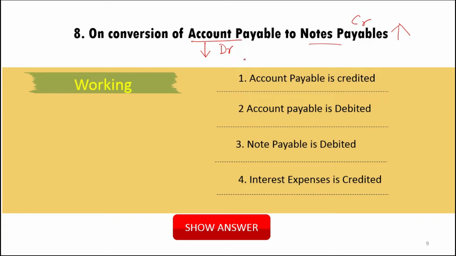Account payable should be debited. Where is it? Account payable is debited. So we find option number 2 is the correct one. The first option, account payable is credited, it is wrong. No. Note payable is debited. No, note payable is not debited. Interest expense is credited. No, interest has nothing to do with conversion. So the second option, account payable is debited, is the correct one.